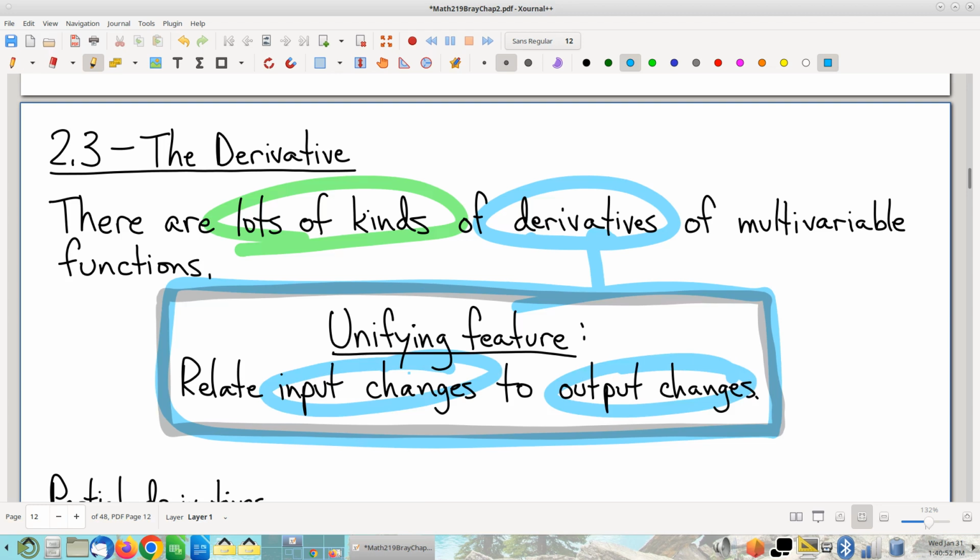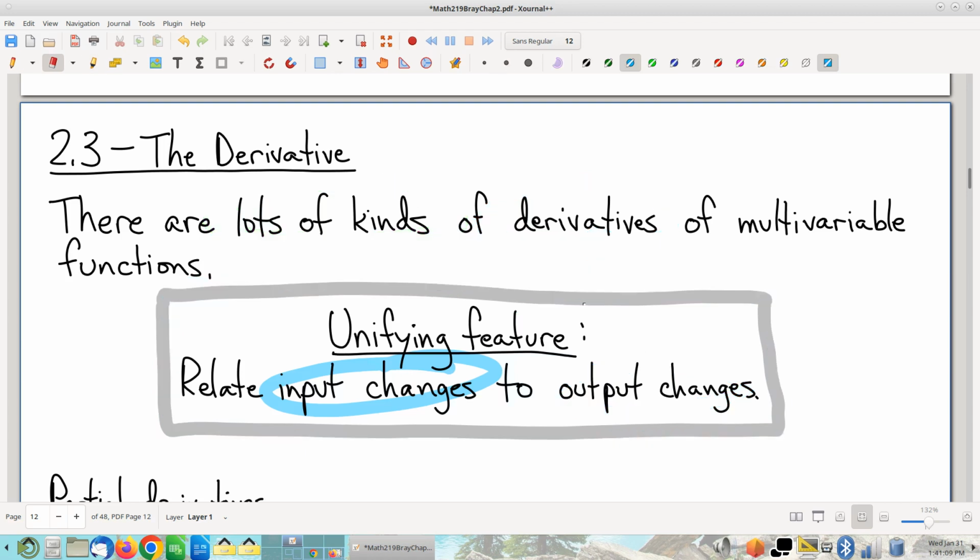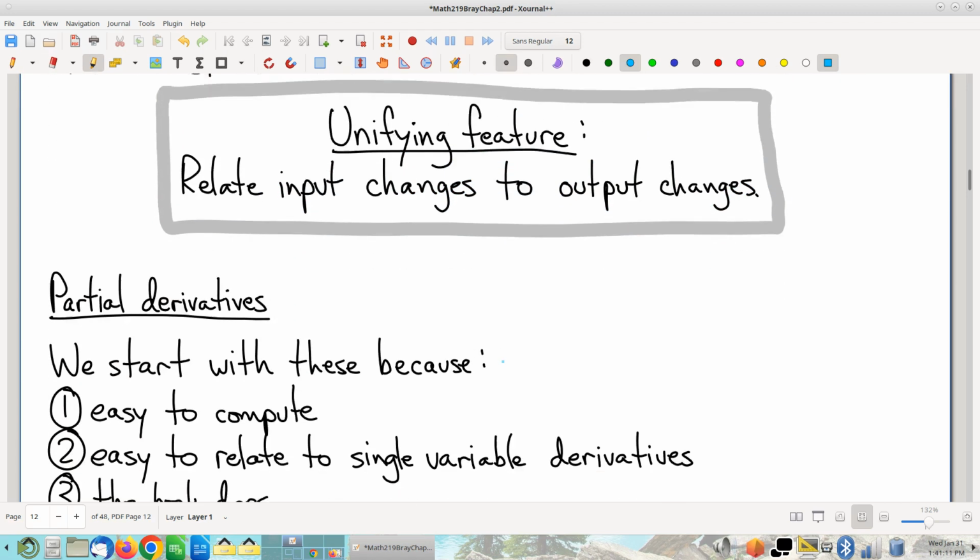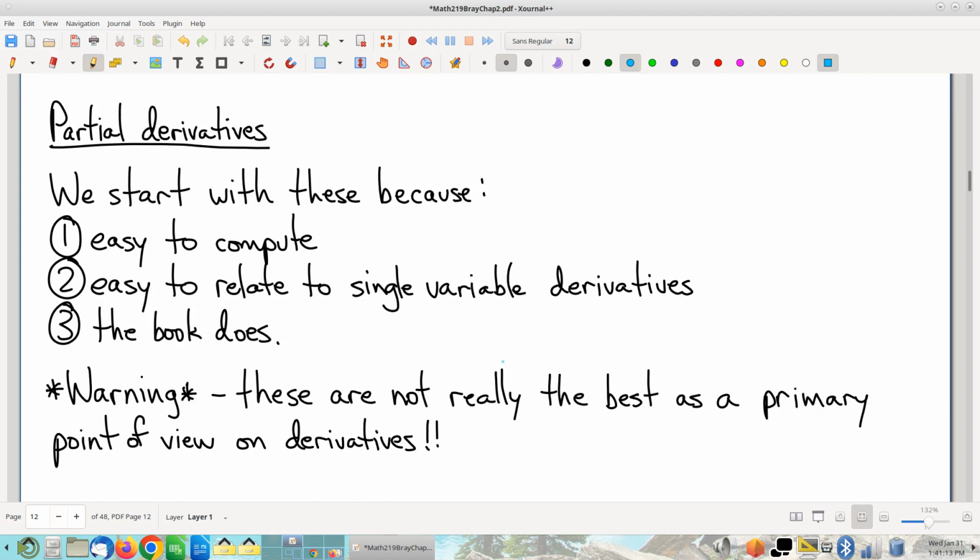So think about single variable derivatives, of course. Again, it is a relationship between input changes and output changes. You might say the single variable derivative is a fraction. It's output change over input change, something like that. Right? Okay. All right. So here's our first derivative that we're going to talk about in this course. It's called partial derivatives. Some of you may have seen these before.